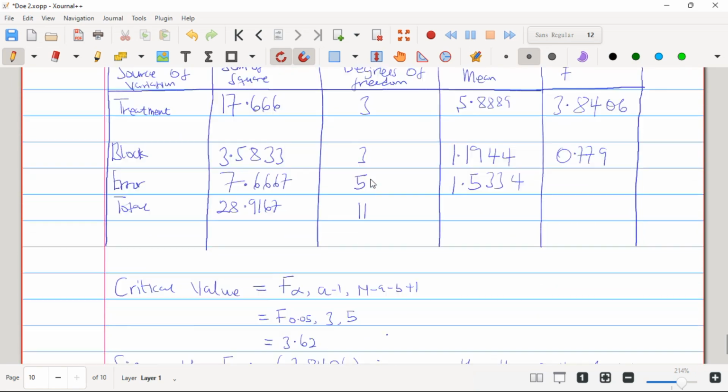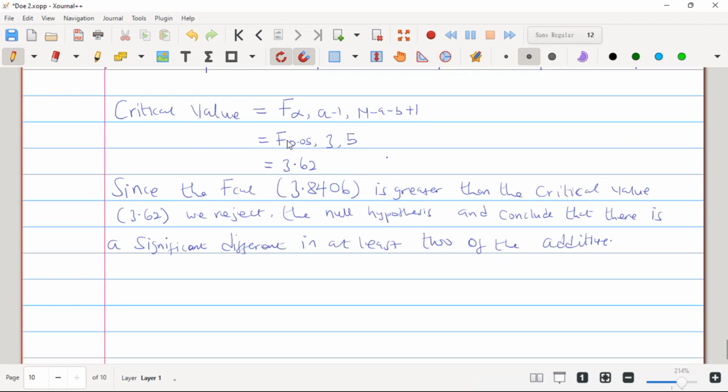So when we come here, once you read this one from the table, we are going to get. You just trace the F table and look for the place where the alpha is 0.05, right? And then at the end of the day, we use the 3 for the V1 and the 5 for the V2, and then just locate where they merge and get your critical value, right? So here it will be 3.62.